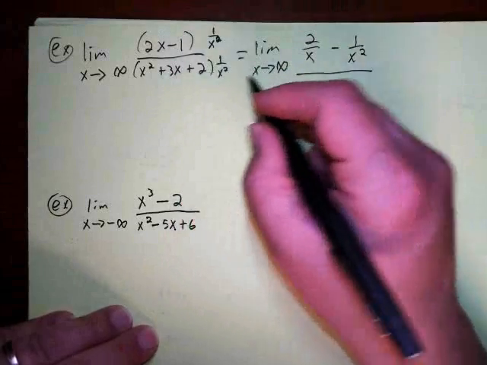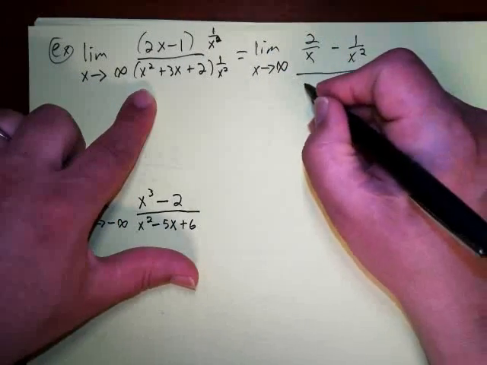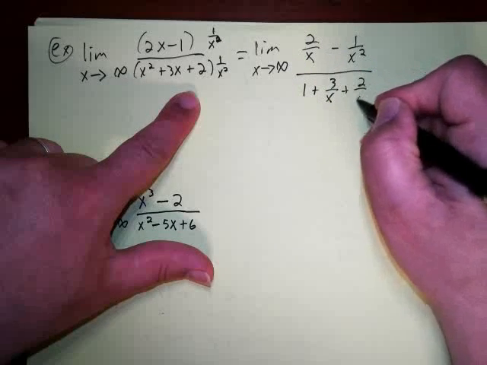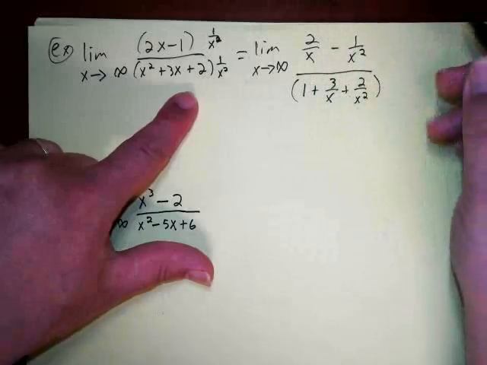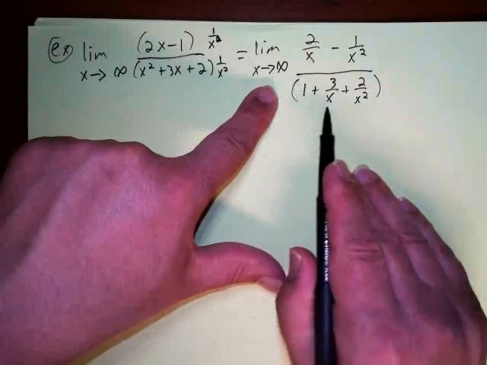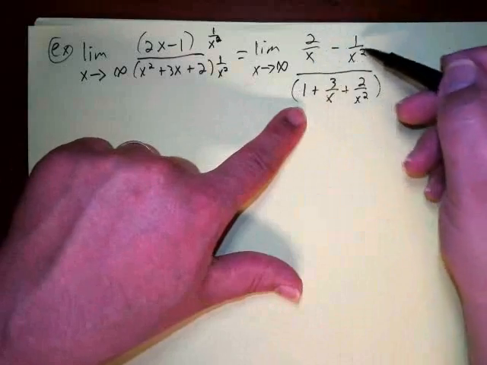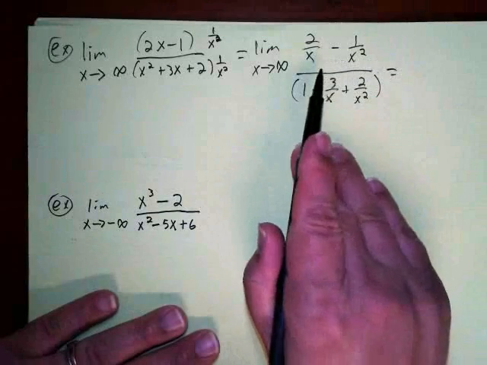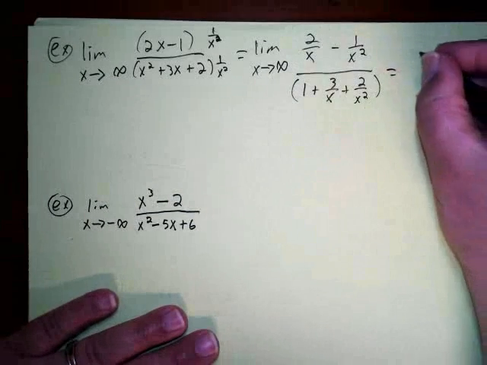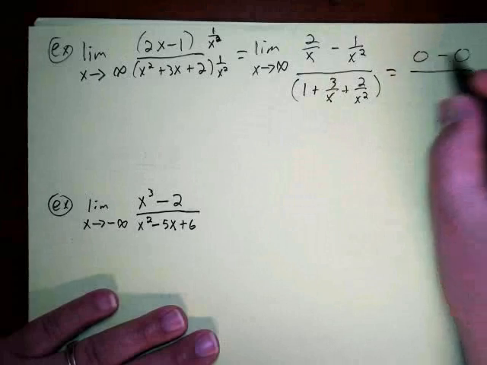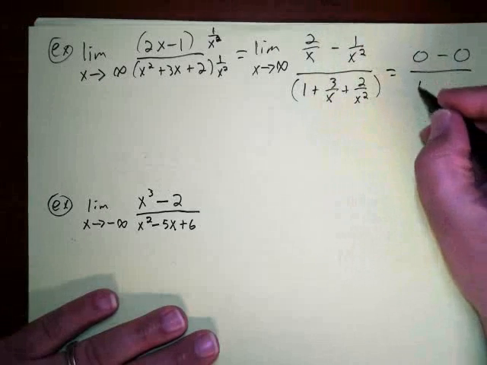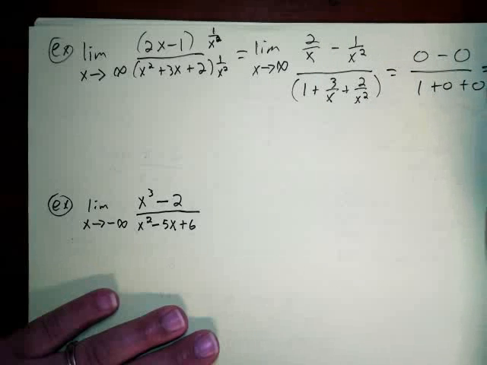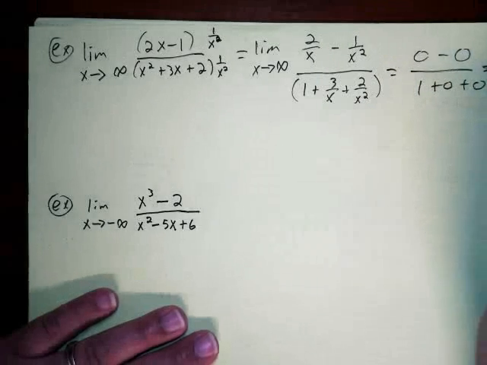And then I'll do the same for the bottom. This will be 1. This will be 3 over x. And this will be 2 over x squared. Okay? And again, if I go to infinity, the bottom is not going to 0, so I can just take the limits of the top and bottom here using my limit rules. And both of these go to 0, so it's like 0 minus 0, right? And then these two go to 0, so I'd get 1 plus 0 plus 0. And this whole limit is 0. See that? We got 0.